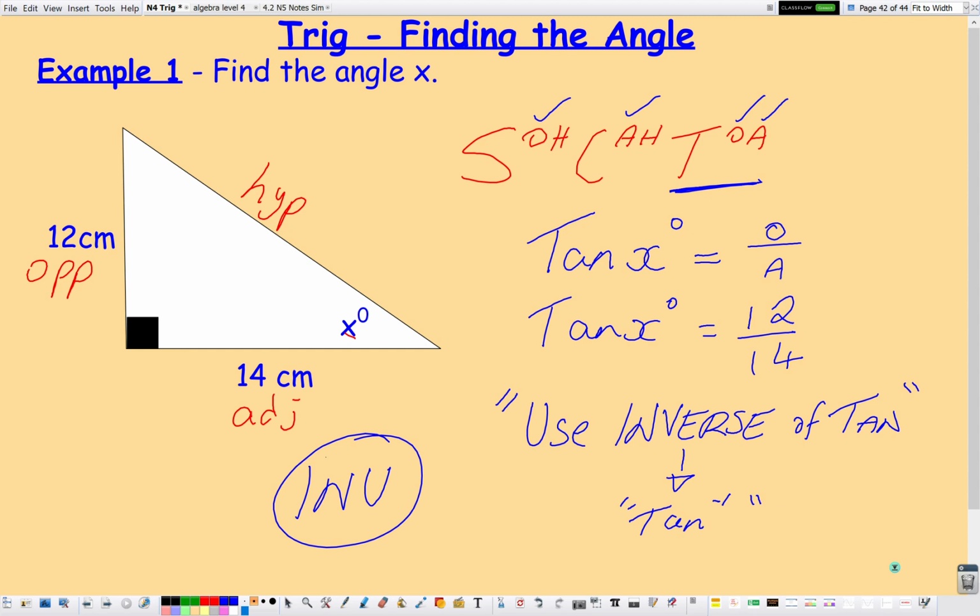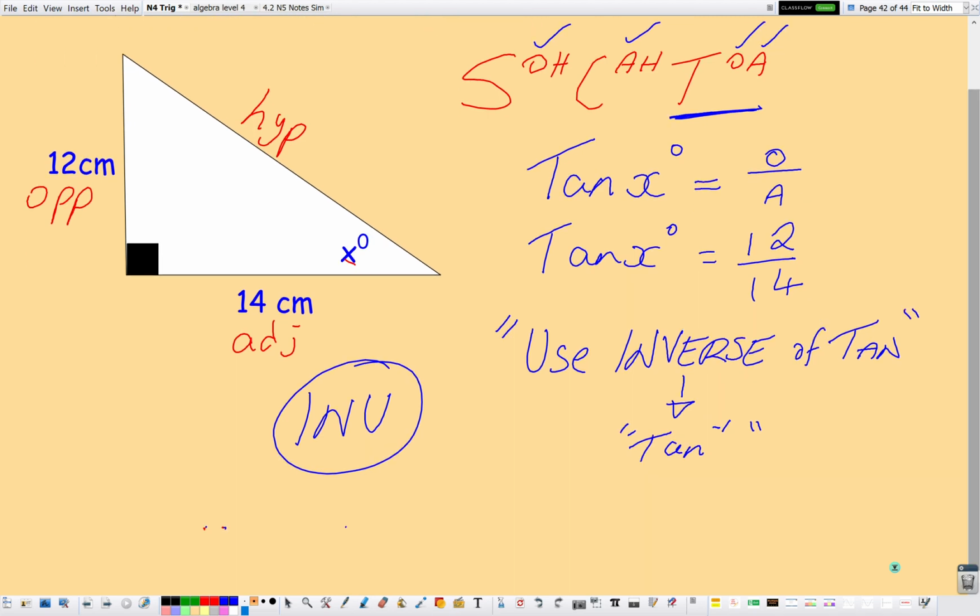If you're having problems seeing that, this is going to take a wee bit of getting used to. If you're using a calculator or your phone or whatever, try and get this to work. But I'll just show you what to do. So we're going to use the inverse of tan.